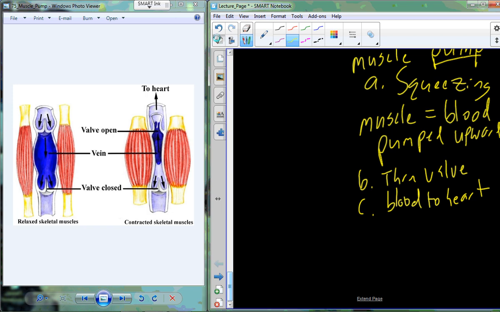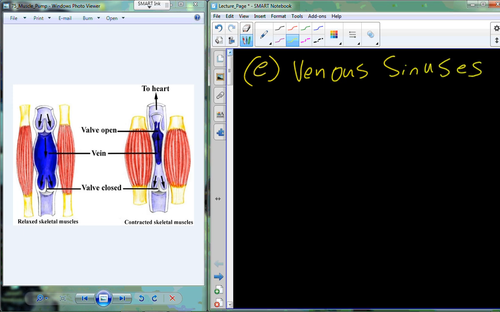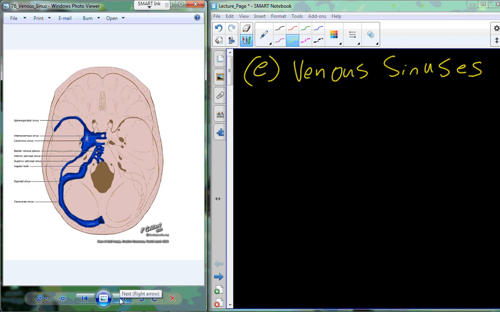I guess I'll jump back up here real quick. We have two more types of veins to go. The next will be our venous sinuses. So next here is the venous sinus.